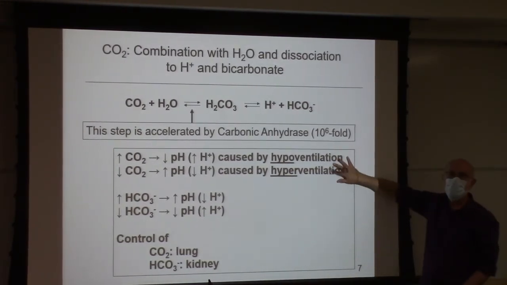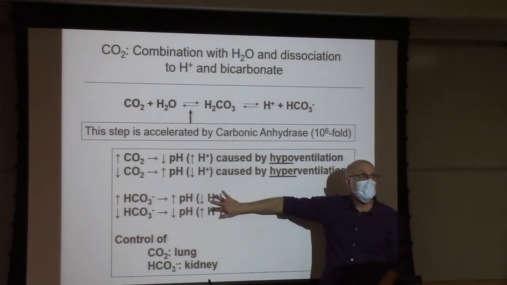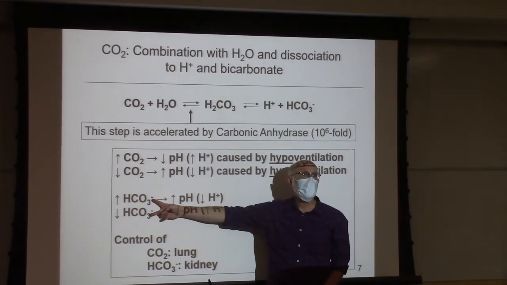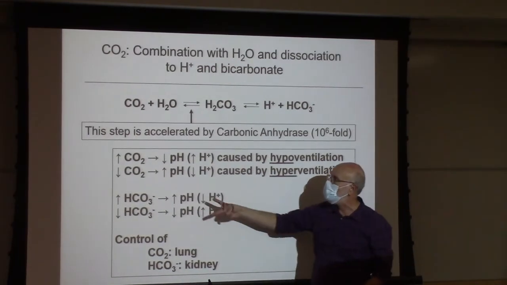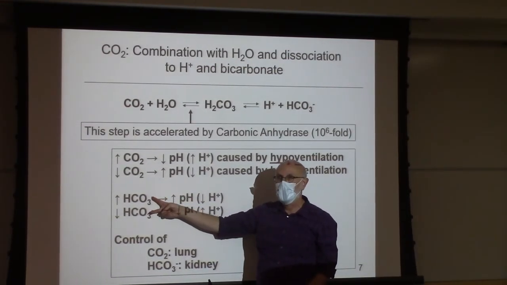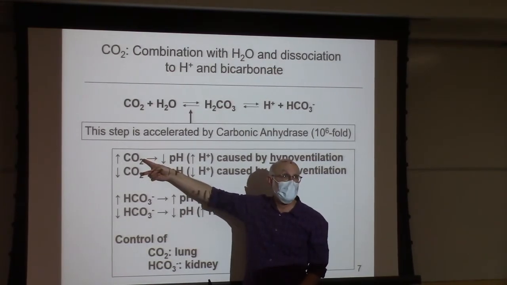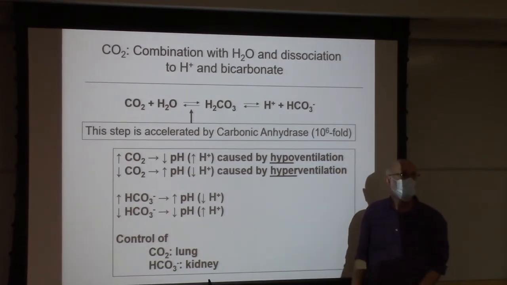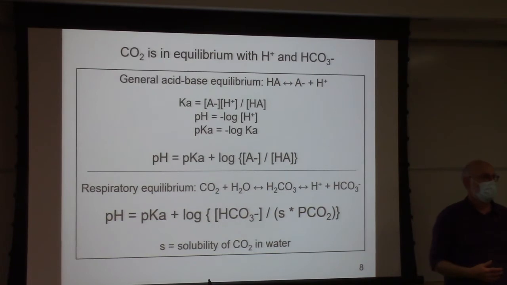So this is what the respiratory system does. We're going to talk in the next section about what your kidneys do to control bicarbonate ion. So your kidneys are primarily responsible for controlling bicarb. Your lungs are primarily responsible for controlling CO2. And together, they control pH because of the Henderson-Hasselbalch equation.